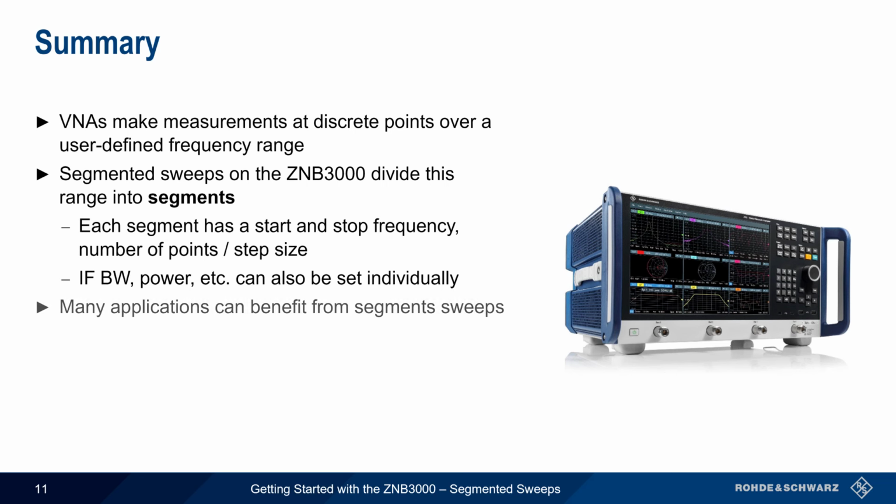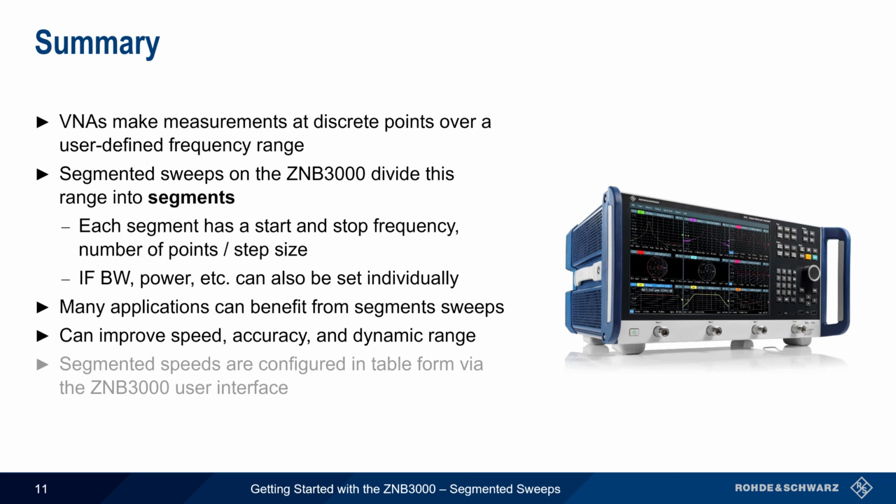There are many applications for segmented sweeps, since these can provide significant advantages in terms of speed, accuracy, and/or dynamic range. Configuring segmented sweeps on the ZNB3000 is very easy. Simply enter the segment parameters in table form via the graphical user interface, or import the segments and their settings from a file. This concludes our presentation, getting started with the ZNB3000 segmented sweeps.